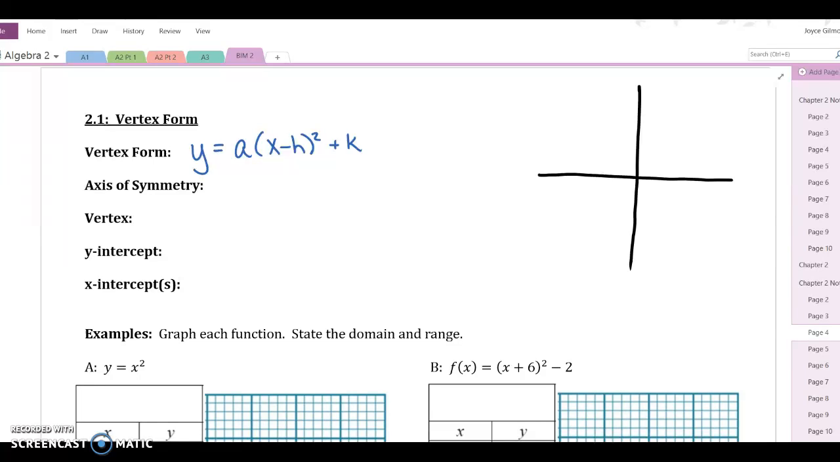Okay, vertex form of a quadratic function is y equals a times the quantity x minus h, plus k. And if you remember from yesterday, the minus h tells you how the graph moves side to side, and the k tells you how the graph moves up or down. So if we had a parabola that looked like this-ish, the vertex would have the coordinates h, k. So where it says vertex, you can write h, k.